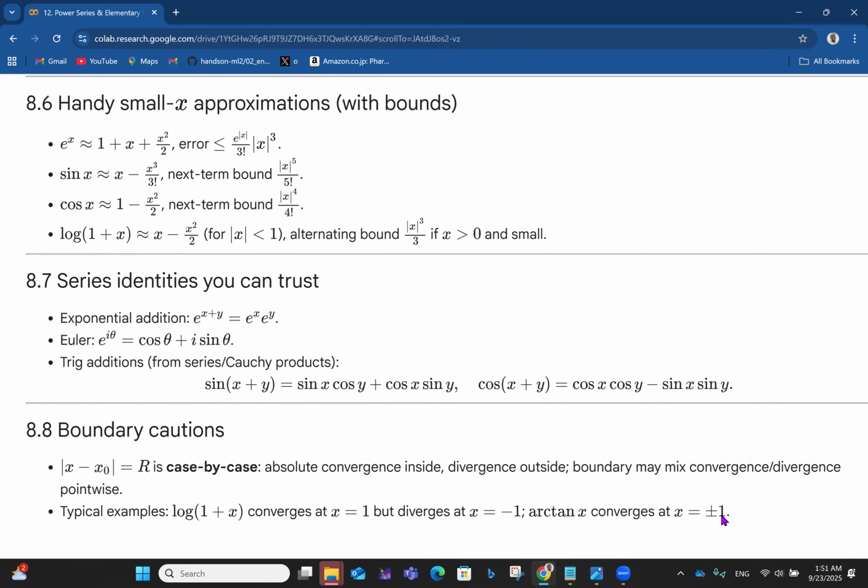And with this again, this video looks somewhat like what we did in the previous video. So by the time you watch it, you should have an aggregated understanding of this whole idea of power series and elementary functions. So with this, I come to the end of this video.